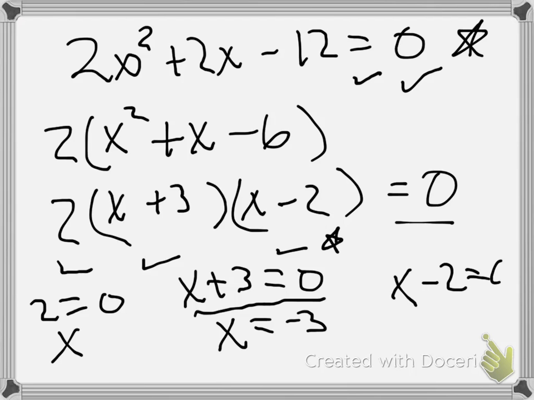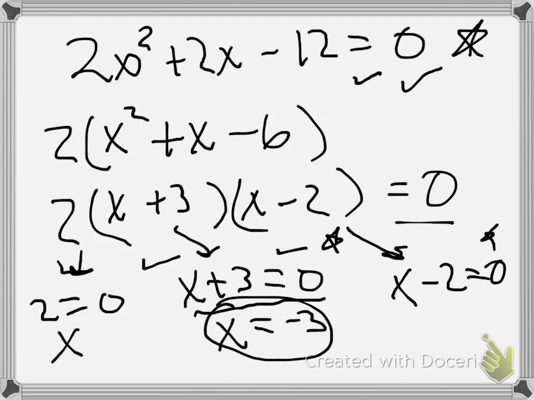Or the third factor could equal 0. So the first factor wasn't useful. The second factor gave me a nice solution. X could equal -3. And by factoring, I could find yet another solution. I can solve this as well because this is also linear. Just add 2 to both sides. X could be 0 plus 2 is 2. So factoring was very useful.